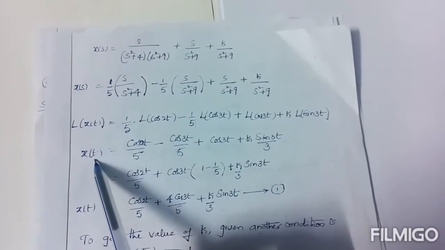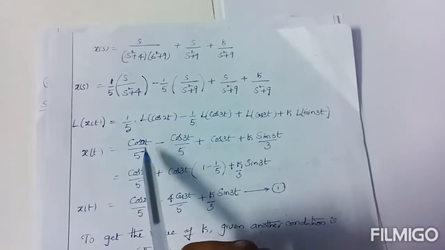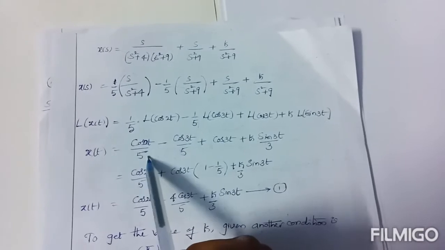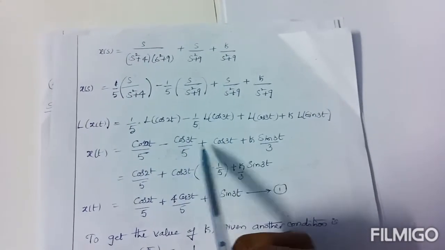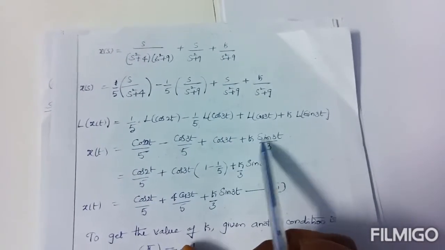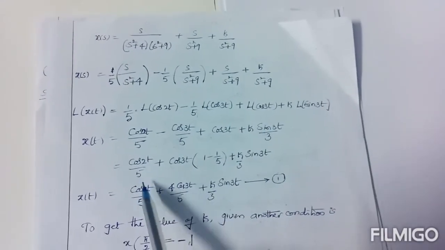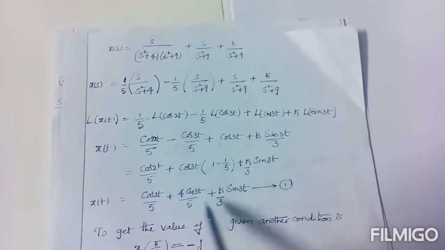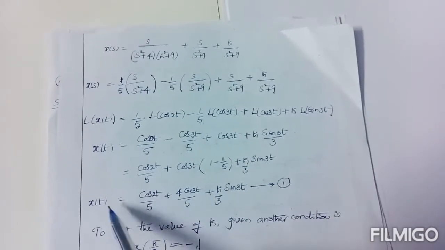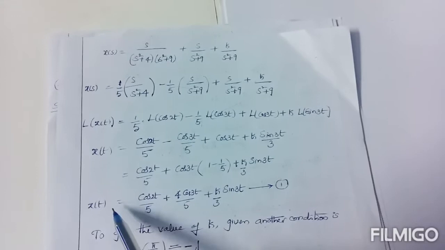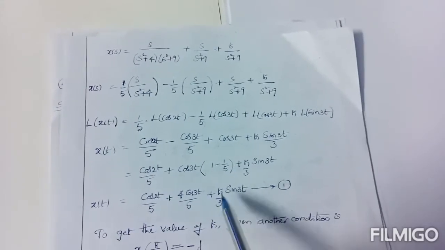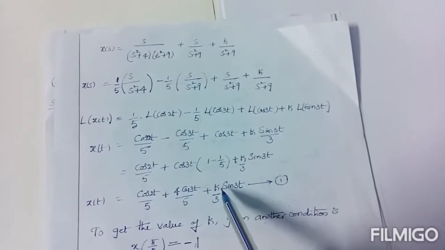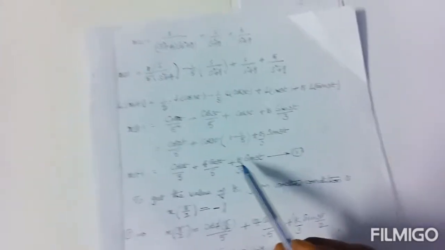Now the resultant value is x of t equal to (1/5) cos 2t, plus (4/5) cos 3t plus (k/3) sin 3t. Taking cos 3t as common from these two terms, this is the result. This is the solution of the given differential equation, but there is one unknown constant. What is that? K.